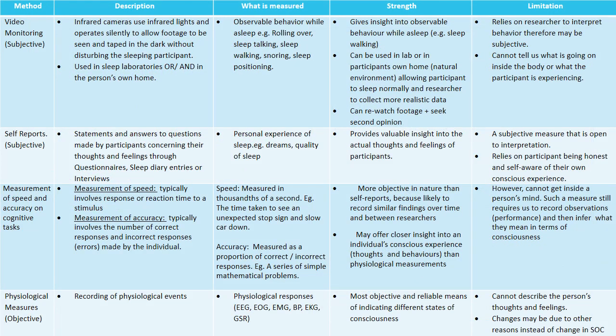The other ways that you can tell if someone is in an ASC is by using physiological methods, as well as other kinds of things. So we've got video monitoring, self-reports, measurements of speed and accuracy, and physiological measurements. These are divided into objective measures and subjective measures. And so it's really important that you know what each of these things are, what they measure, and strengths and limitations for each of them. Make sure you know why these strengths are good and why these limitations are bad.